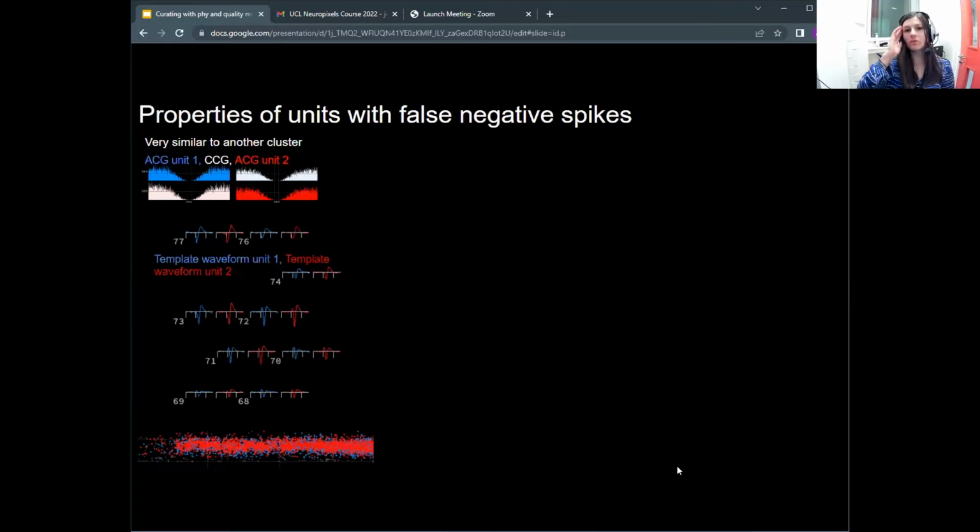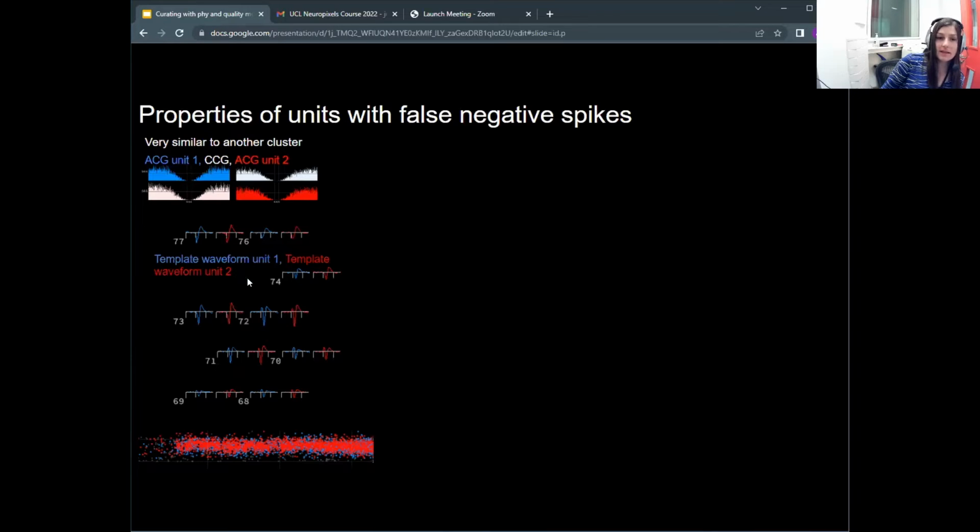Finally, there are three other things you really need to look at to try and understand if units have some spikes that are wrongly classified in another unit. So the first thing could be that there's a very similar other unit. Here what we're plotting is, as previously, an autocorrelogram for one unit. This is an autocorrelogram for another unit. And in white here is the cross-correlogram of these two units. And you can see that, first of all, the two autocorrelograms look pretty similar. And also the cross-correlogram doesn't have any refractory period violations.